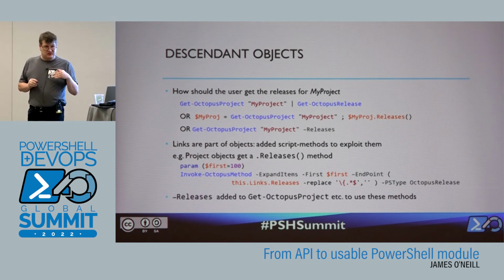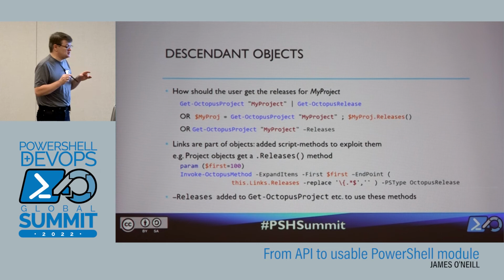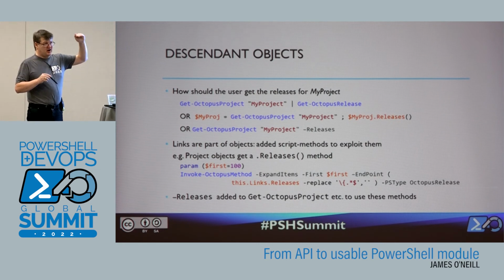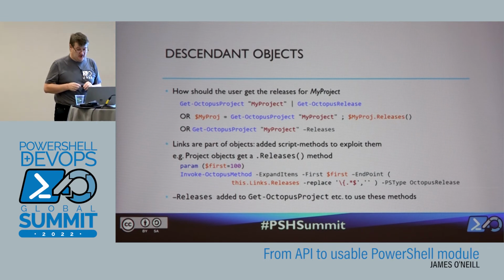And then for each one of those, I modified the command that gets that kind of object to say, if you've specified a releases switch, at the end of the process, call the releases method on all the objects you've got. Now this gets kind of, well, I don't want to call it clever as such, but I get the object. I don't do any work in the code to say this object has a releases method. That's all done in the types XML file.